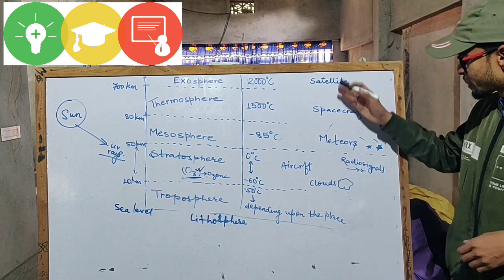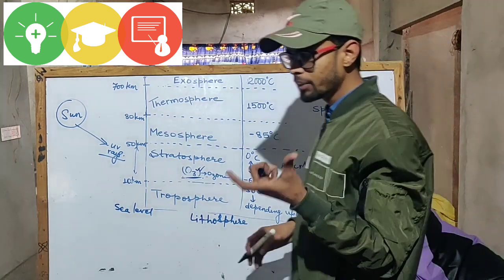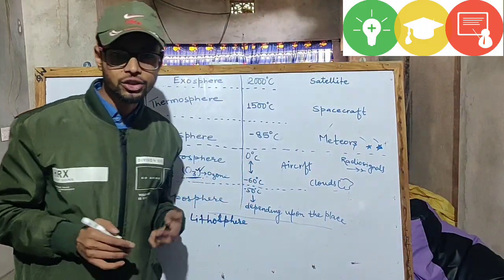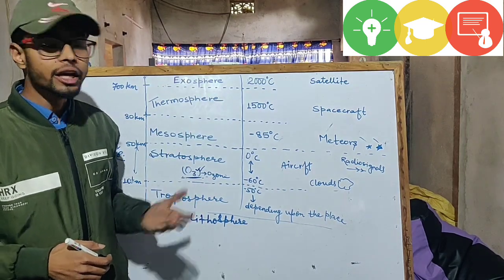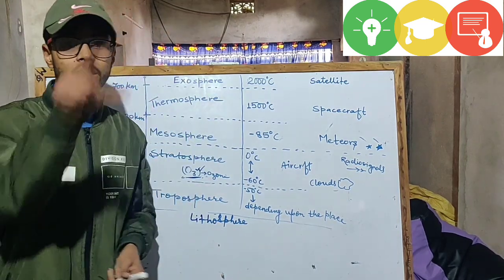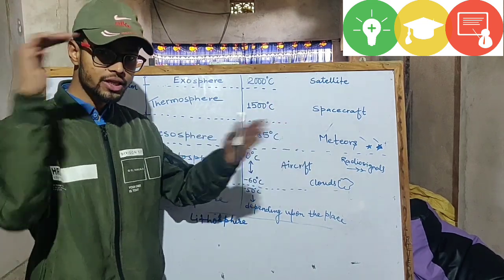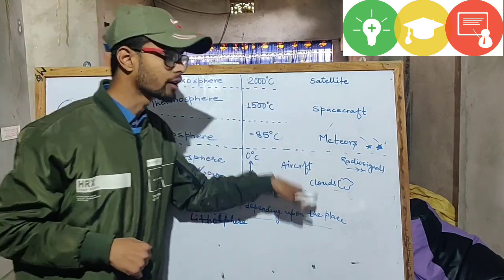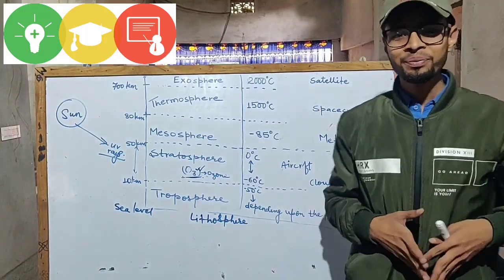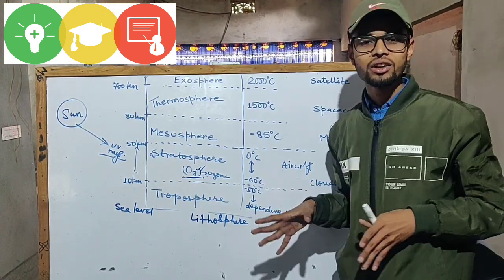And these are the things present, like clouds and aircraft. This type of simple multiple choice question is asked in the examination: in which layer aircraft are moving, in which layer clouds are present, in which layer you watch the streak of light of meteors, and in which layer spacecraft are moving. So you must learn according to this. I hope you have got complete knowledge of the layers of the atmosphere.